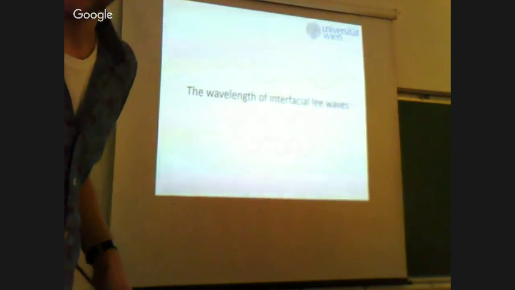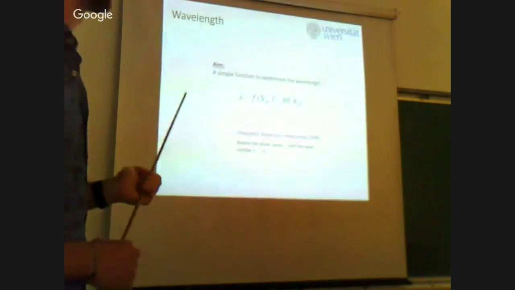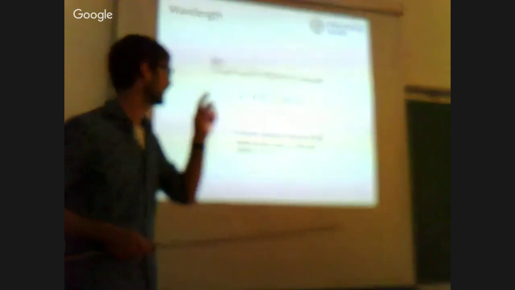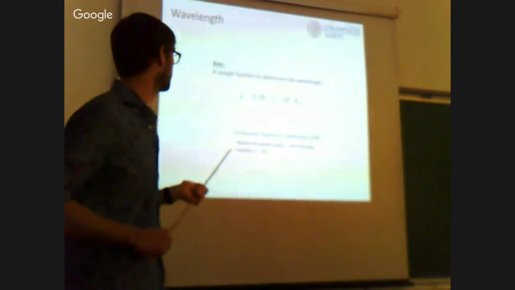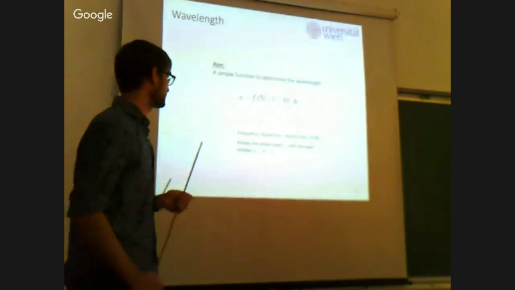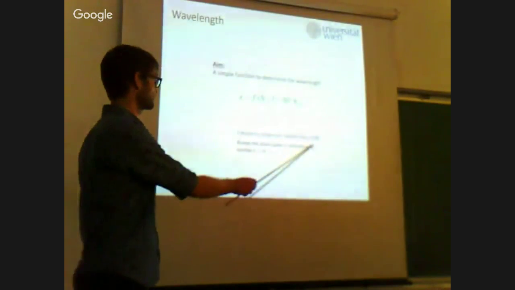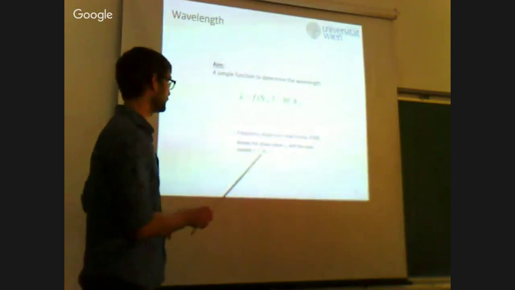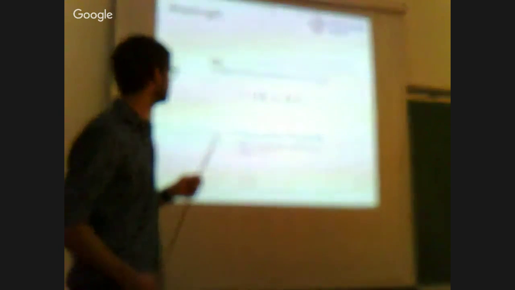Okay, so let me come to the second part of my talk, which is on the wavelength. I got more interested in how the wavelength depends on the flow parameters. I wanted to have a simple function for the wavelength that depends on the upstream flow parameters. And it appears that those functions exist. They are called frequency dispersion relationships, and they relate the phase speed of the wave with their wavelength, or with their wave number, which is just 2 pi over the wavelength.